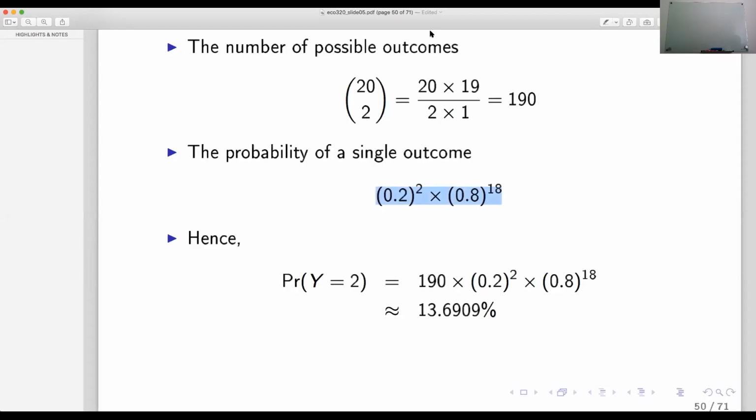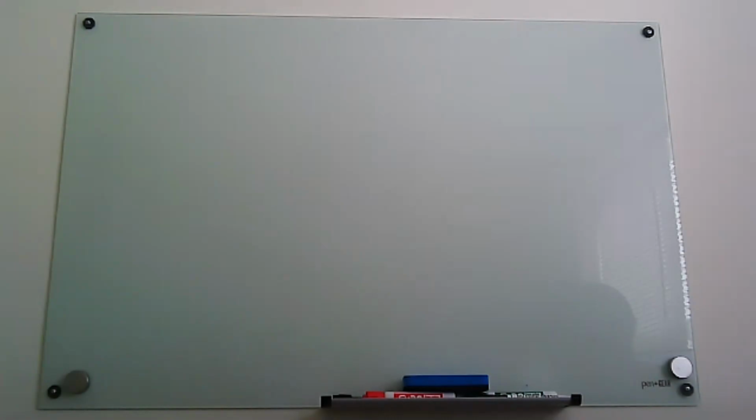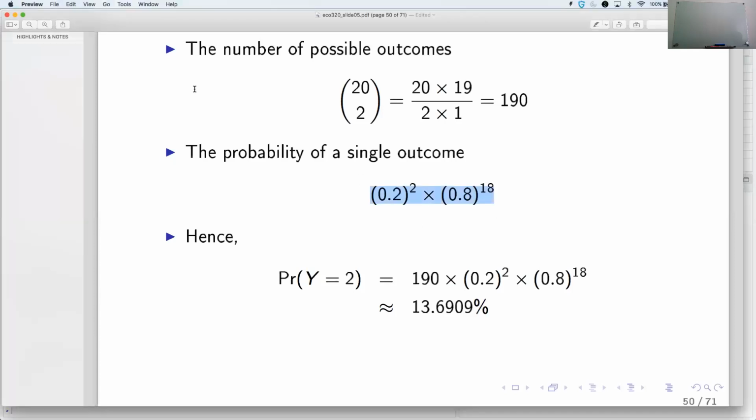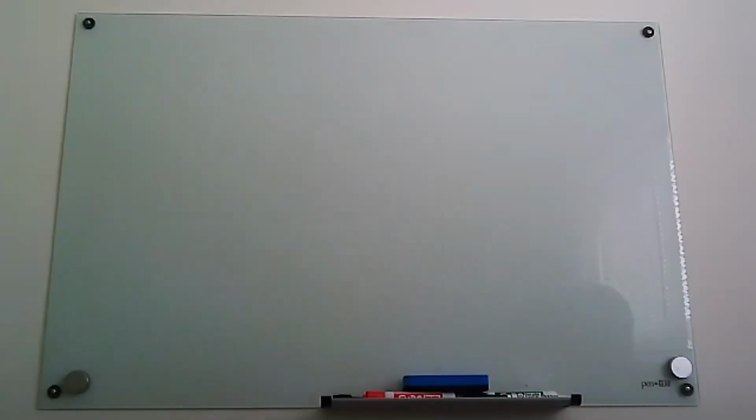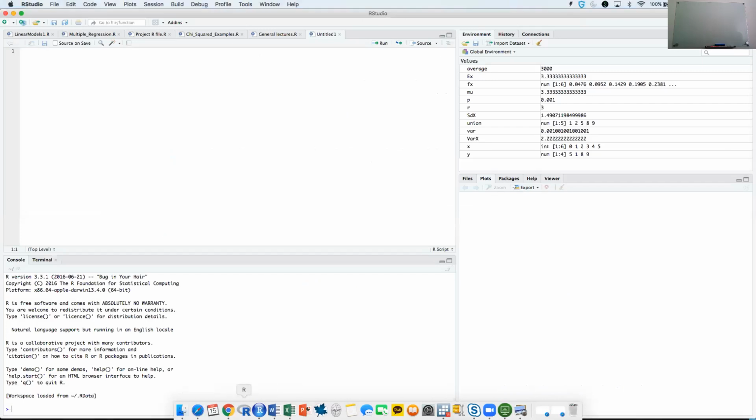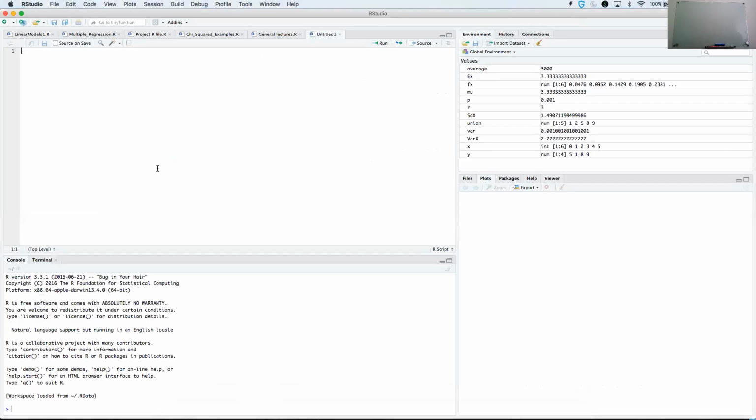Okay, I'm going to teach you how to do this in the R program. By now, you should have downloaded R on your computer, right? If you haven't, please download it from the website I posted on Blackboard, okay? You first need to download R and then RStudio next. You can do the binomial distribution by hand, but using a calculator or the R program is going to be really easy.